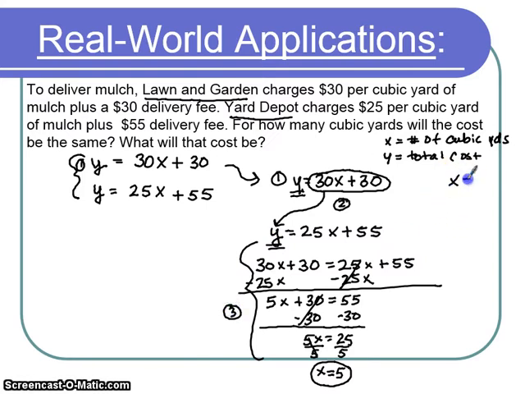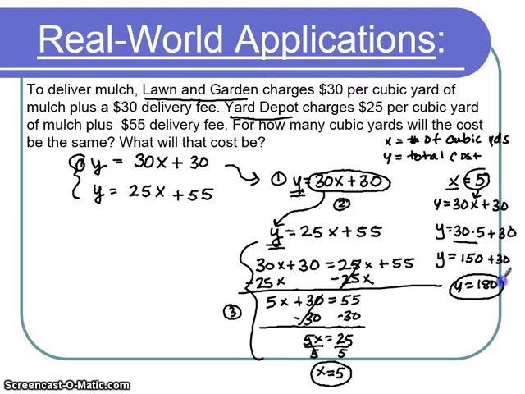We now need to take that variable and substitute it back in to figure out what our other variable is. I'm just going to use the first equation. So y equals 30x plus 30. Instead of writing x, I can write 5 because 5 has the same value. So y equals 30 times 5 plus 30. So y equals 30 times 5, which is 150, plus 30, or 180. So our solution to this system is the ordered pair (5, 180).